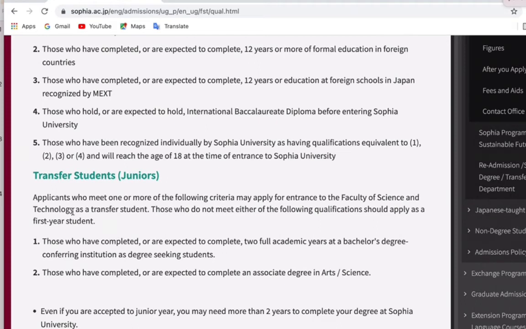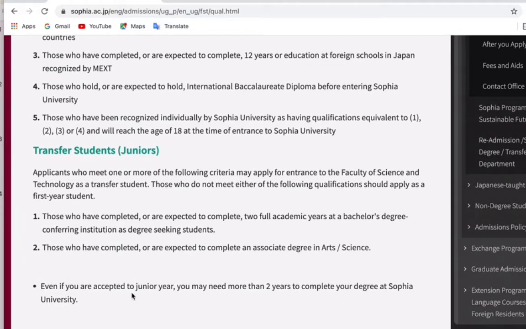For transfer, applicants who meet one or more of the following criteria may apply for entrance to the Faculty of Science and Technology as a transfer student. Those who do not meet either of the following qualifications should apply as a first year student. The very first one is those who have completed or are expected to complete 2 full academic years at a bachelor's degree conferring institution as degree seeking students. And then those who have completed or are expected to complete an associate degree in arts or science.